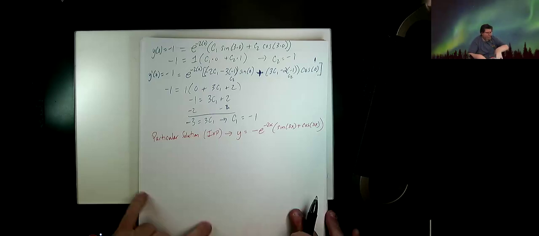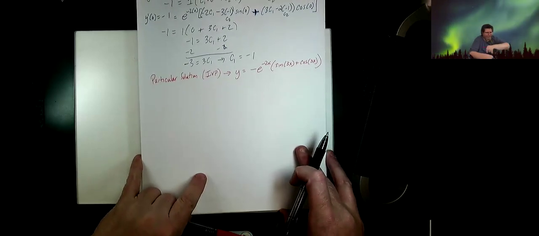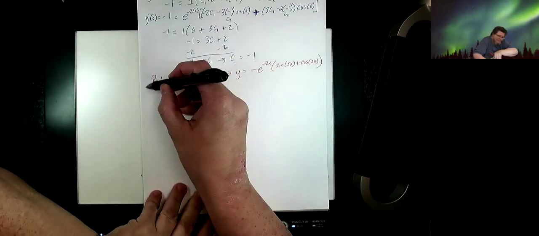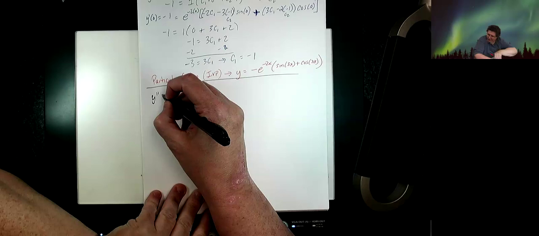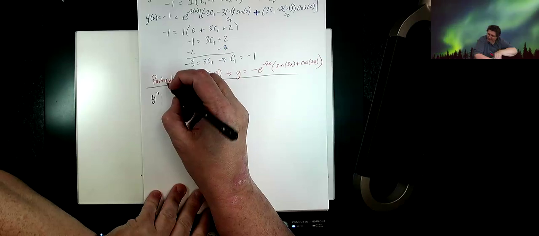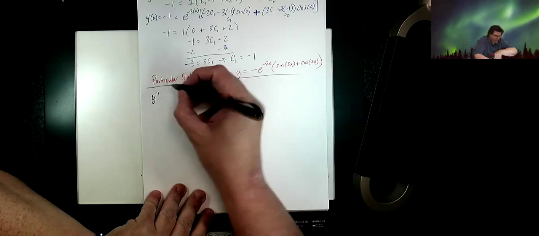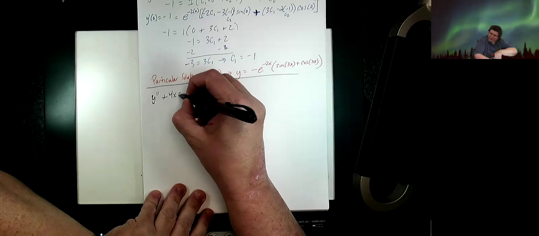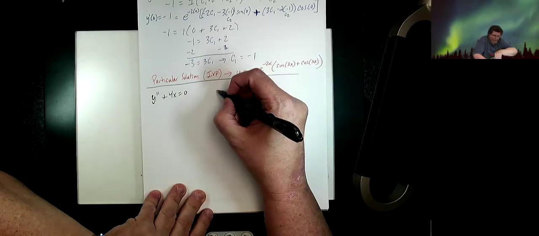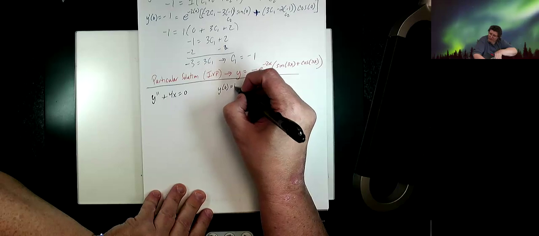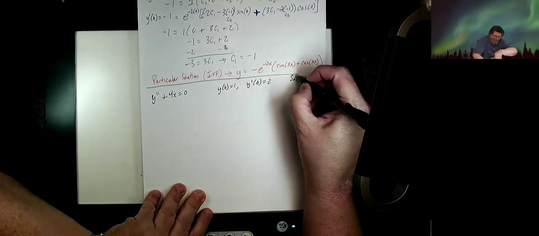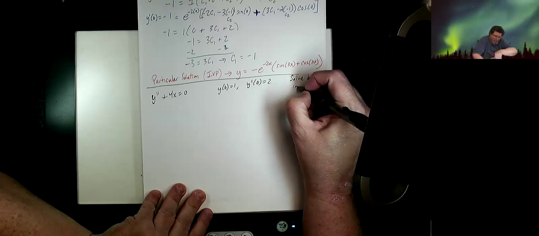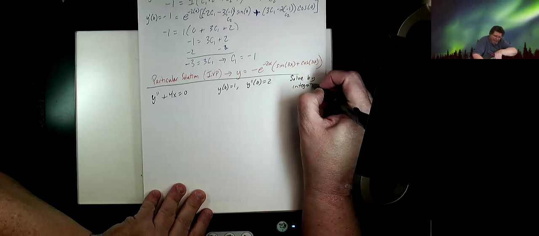My next example, before I start spitting off a list of relevant applications: y double prime plus 4x equals 0, with y(0) equals 1 and y prime(0) equals 2. We're going to solve by integrating. I'm not giving you the solution; we're just going to generate it as we go.